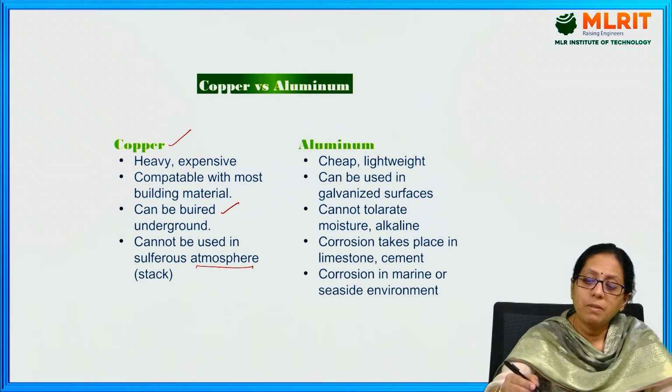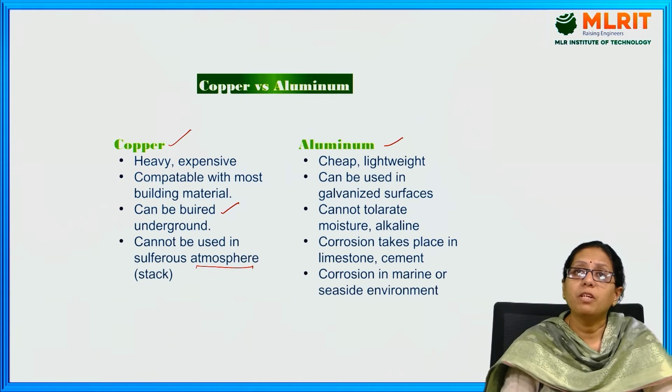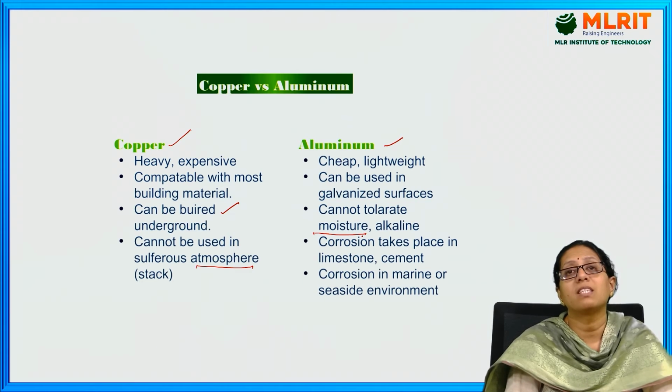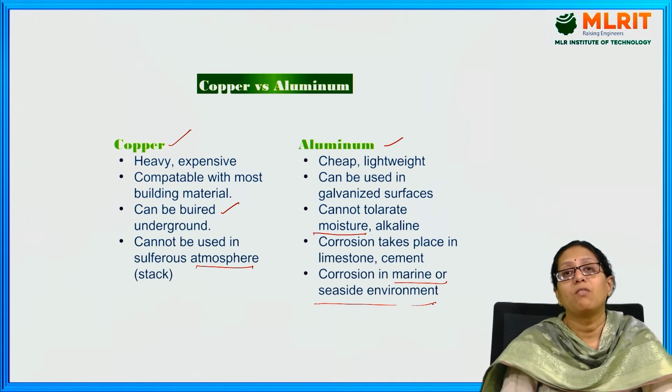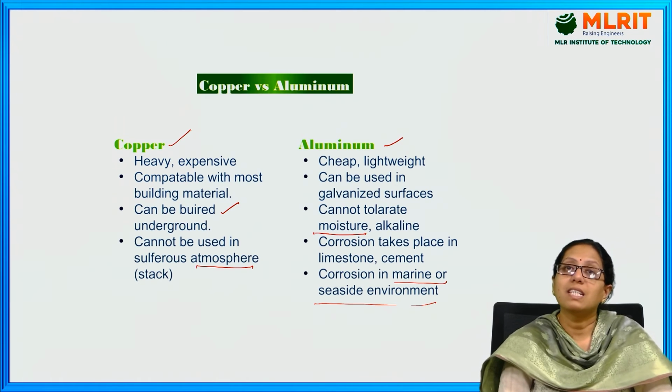The next type is aluminum. Aluminum is very cheap, low in cost, light in weight, and can be used on galvanized surfaces, but it cannot tolerate moisture as well as alkaline levels. So corrosion takes place. Corrosion will occur mainly in marine as well as seaside environments.